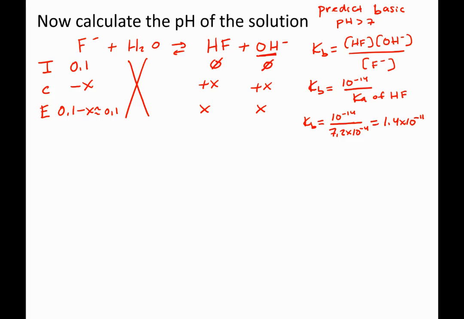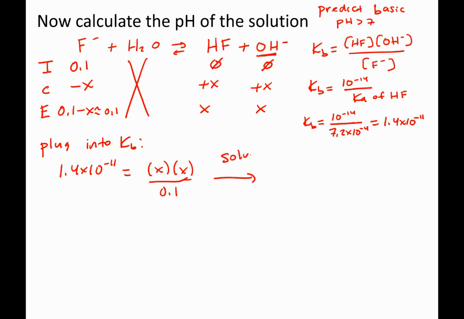You can now plug everything into the Kb expression, and when you do that, you're going to have 1.4 times 10 to the minus 11 equals x times x over 0.1. You can now solve this equation for x, and what you end up getting is that the value of x comes out to 1.2 times 10 to the minus 6.